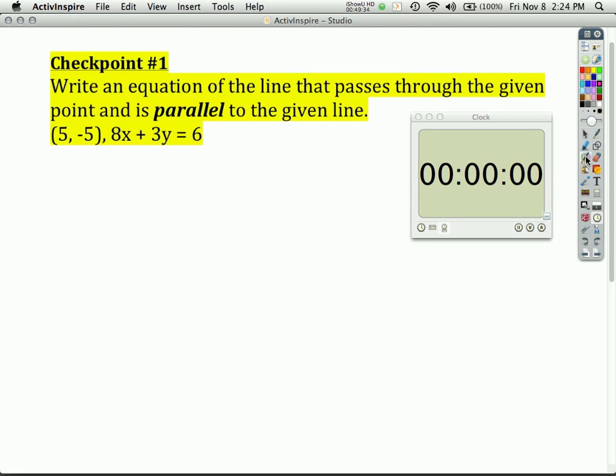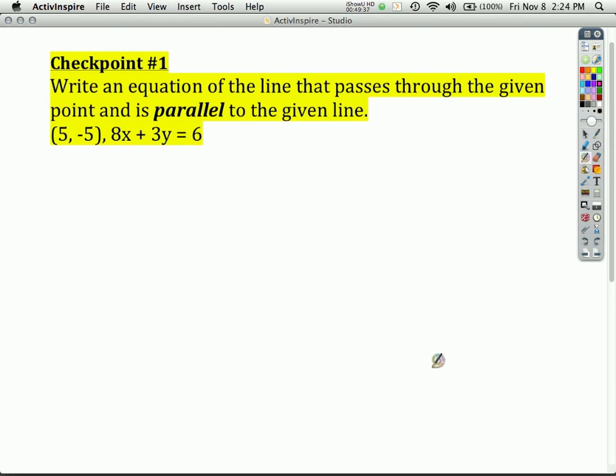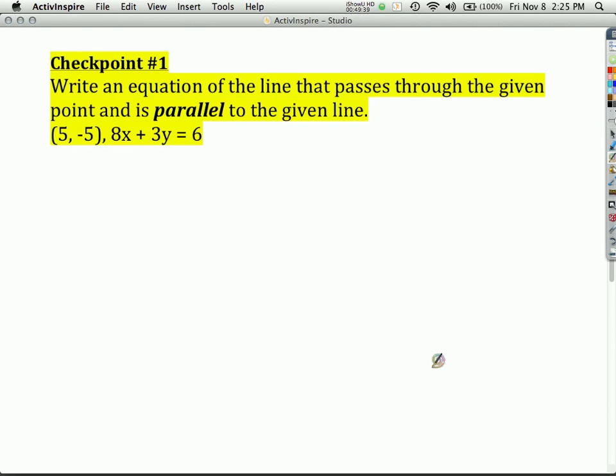How we did. What is the line that's parallel to this one and passes through 5, negative 5? We'll start with Maria, Jada, and then Brandon. Maria, what'd you get? Y equals negative 8 over 3x plus 8 and 1/3. Wow, that sounds like a mess. Jada? Okay, that's another mess. Go ahead, Brandon.